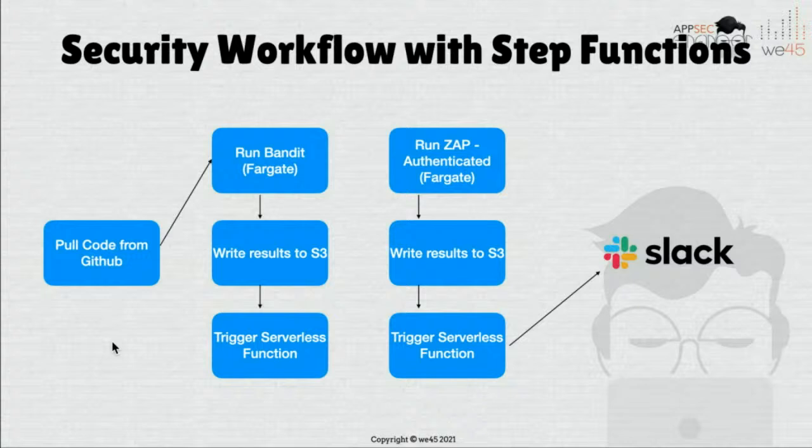Now, as soon as this entire task has passed successfully, you can then launch a ZAP scan, right? So you can have an authenticated ZAP scan, which is going to run as a Fargate job again. Once the scan is complete, it's going to write the results to an S3 bucket, trigger the Lambda function to parse all of the results, and then you can notify the security team on Slack or any other service that you happen to use.